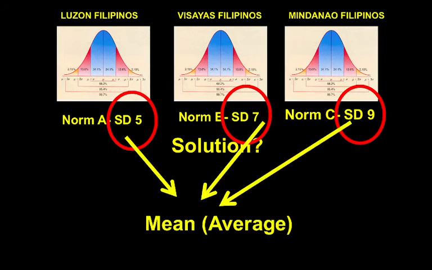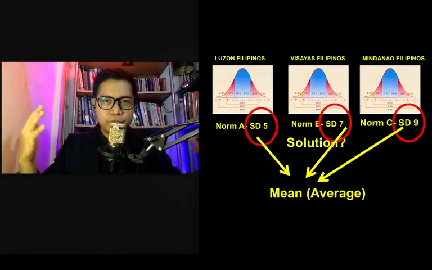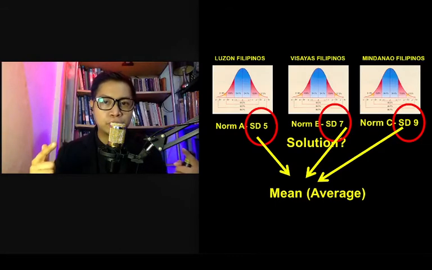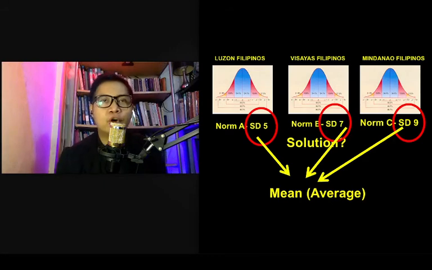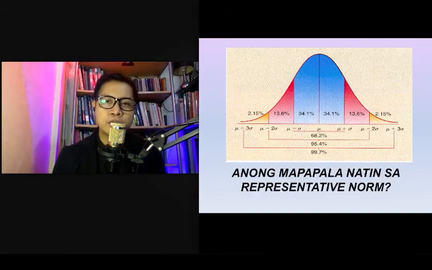And yung mabubuo mong norm dyan, yan na ngayon yung pinaka-average normal performance of the Filipinos. And when that happens, kapag yung norm mo ay ganyan, then definitely all Filipinos can take your test and their raw score can be interpreted using that norm na kinonsider yung Luzon, Visayas, and Mindanao population. Yan yung ngayon tinatawag nating Filipino norm. So sana naging maliwanag yung explanation ko, no?